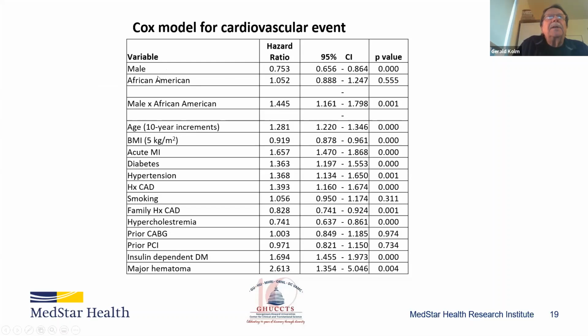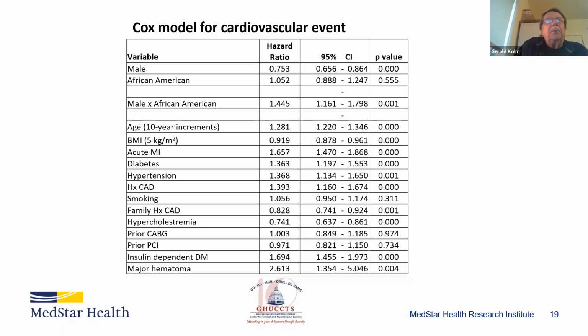For race, and this is just comparing African American versus white, there is virtually no difference in the hazard. Their hazard ratio is almost 1. But what we were interested in was looking at if there's an interaction between sex and race. And it turns out that this is the case, that there was a significant interaction, which I'll show a picture of in a minute here.